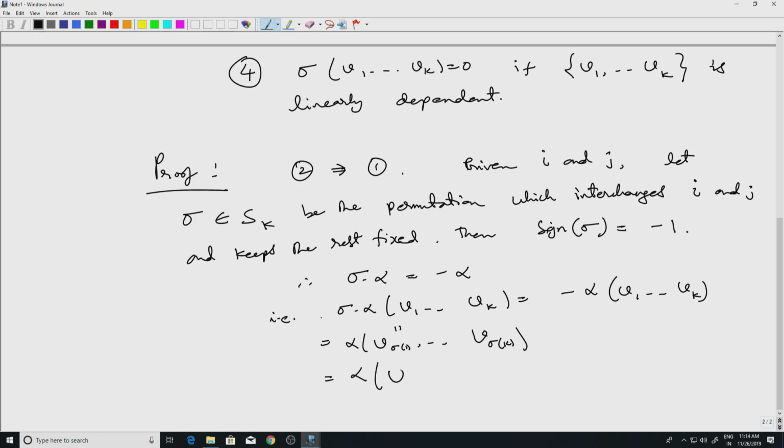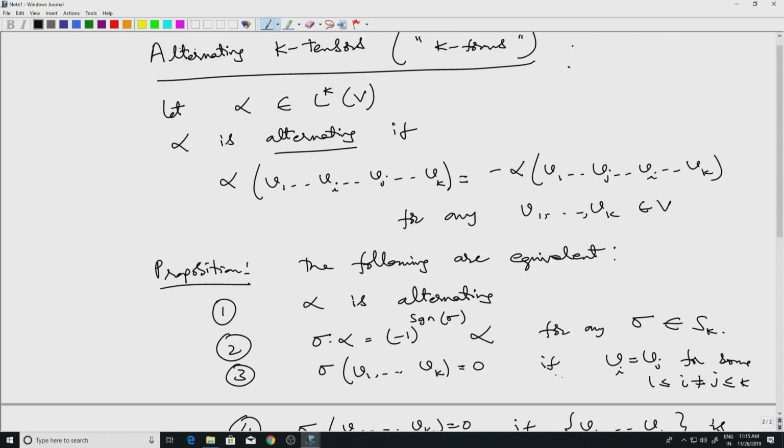assuming that i and j are not 1 or k, wherever vi occurred, vj will occur, and wherever vj occurred, vi will occur. So sigma k would be just k. Again, assuming that i and j are not 1 and k, otherwise we would have to do the swap in the first and last of the slots. So the equality of this and this is precisely the alternating condition that we had started with.